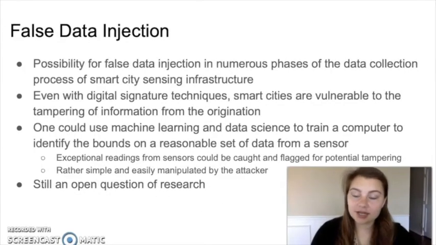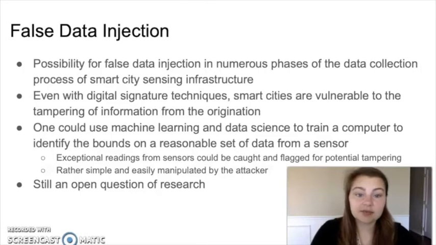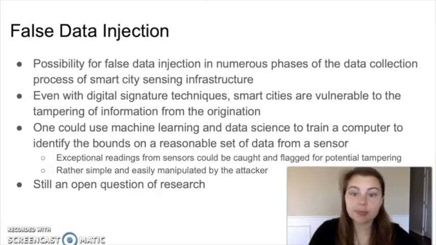Another future research area in the realm of security for smart cities is the idea of false data injection, because the possibility for false data injection in different phases of the data collection process of smart city sensing infrastructure is real and it is possible.